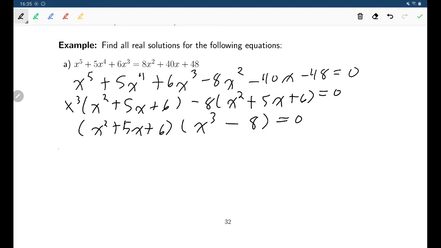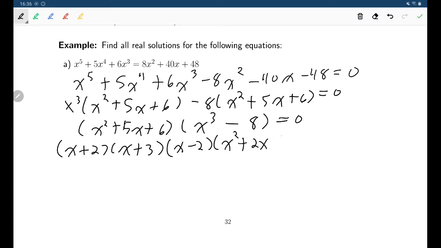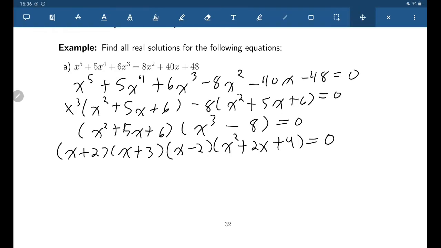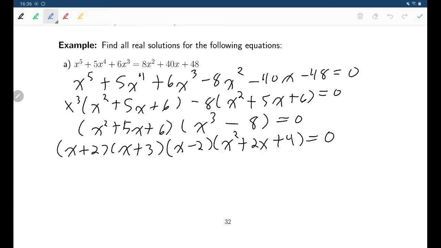X squared plus 5x plus 6, that's x plus 2 times x plus 3. And x cubed minus 8, you might recognize that as a difference of cubes. This is x that's been cubed and 2 that's been cubed. So using my difference of cubes formula, I would have x minus 2 times x squared plus 2 times x plus 2 squared. And you might recall from before when I mentioned the difference of cubes formula that the quadratic part that's left behind usually, at most, you'll be able to factor out a common factor, but that'll be about it. Typically, this won't factor any further.